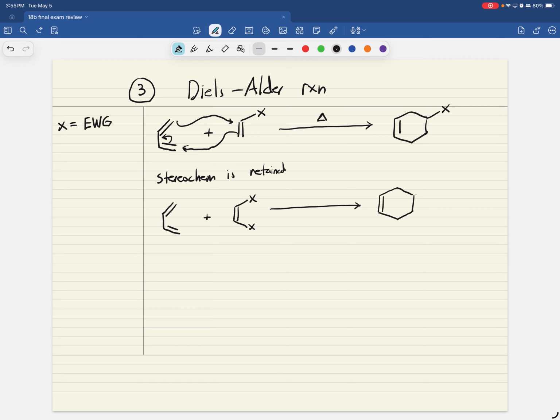and your groups are going to stay the same. So this one actually has no enantiomer because it's symmetrical. So no matter what, you have a meso. This is a meso compound, so you won't have any enantiomers. Here the X's are on the same side of the alkene, and in the product, they will be on the same side of the molecule.